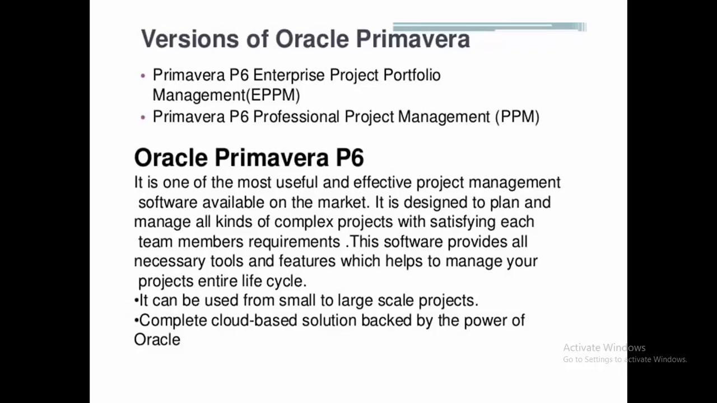In project management with Primavera, the process can be organized into five processes: the initiating process, planning process, executing process, controlling process, and closing process. Primavera is a project management tool.